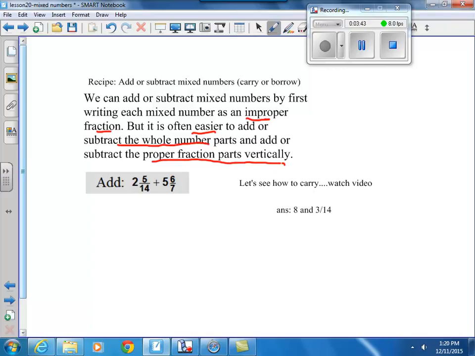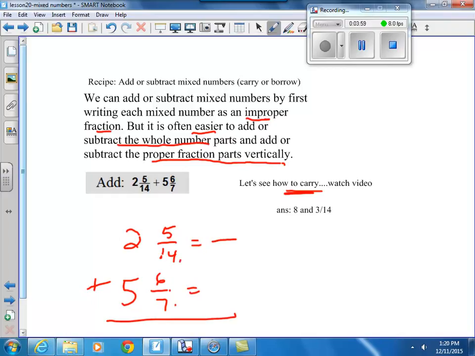So let's take a look at that. If it's been a while since you've carried, let's take a look. 2 5/14 plus 5 6/7 vertically means stack them up on each other vertically like this. Focus in on just the fractional part. The LCD of 14 and 7 is obviously 14. 7 goes into 14 twice, so you can almost be like 7 times 2 is 14, 6 times 2 is 12. So you want to write these equivalent fractions over here.